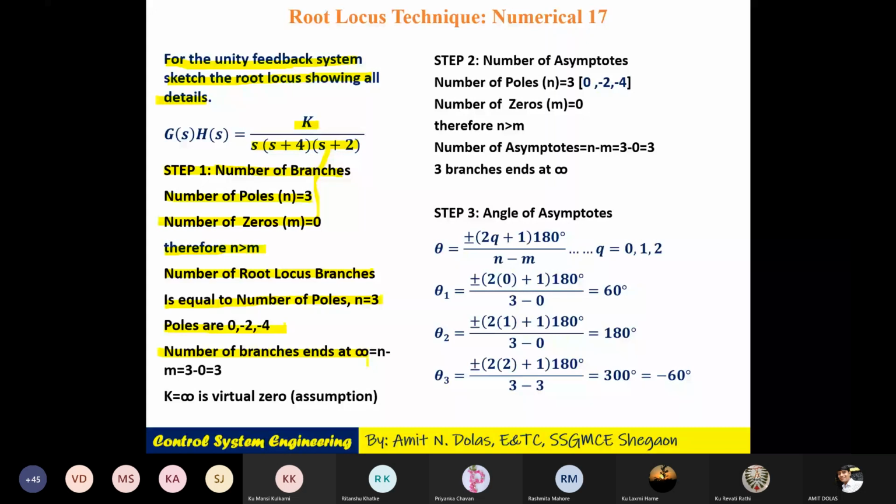Your breakaway point is 0.84 minus. Then the fifth step, intersection with the imaginary axis. उसके लिए क्या करते हैं हम? We take the characteristic equation like this. Then we'll write the Routh array. Routh array कैसे आएगा? The coefficients of s cube and s will be 1 and 8. Then the s square and s to the power 0 coefficients will be 6 and k. Cross multiplication, 6 into 8 will be 48.